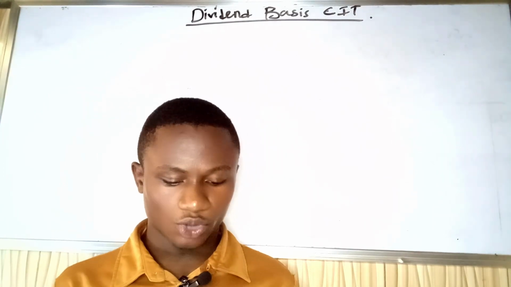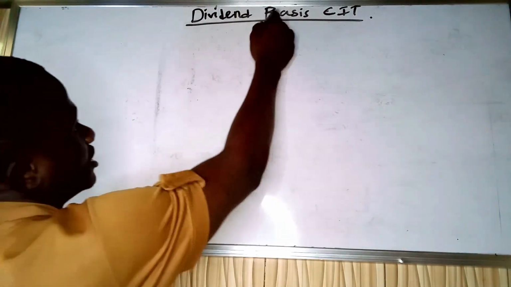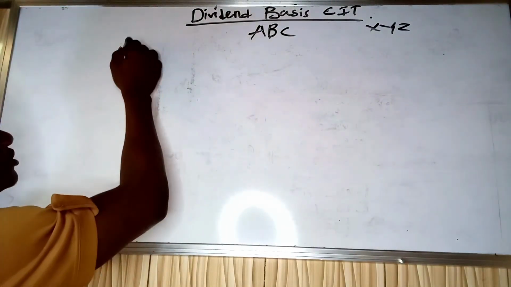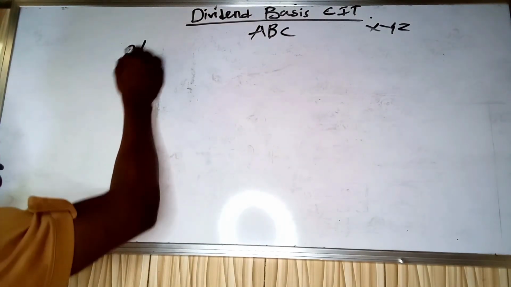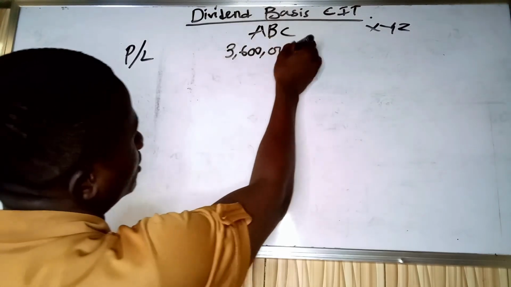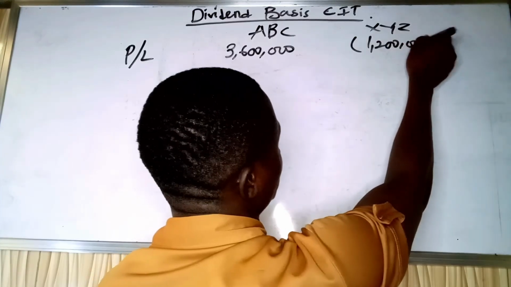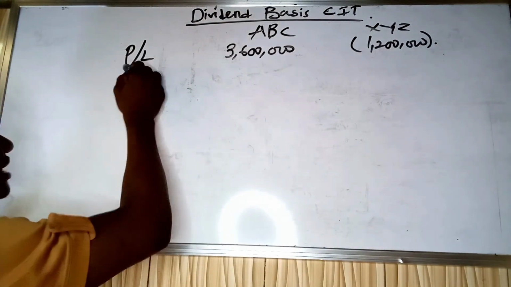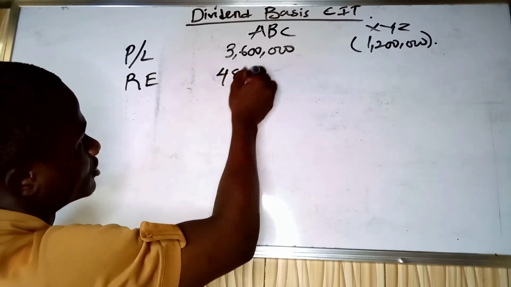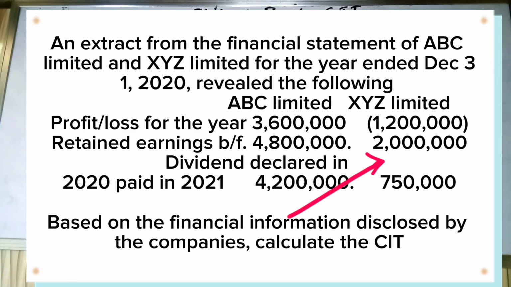Of course. So we have profit of ABC. Let's note it out: profit or loss of ABC and XYZ. The profit of ABC is 3,600,000, and XYZ makes a loss of 1,200,000. Retained earnings of ABC is 4,800,000 and retained earnings of XYZ is 2 million.